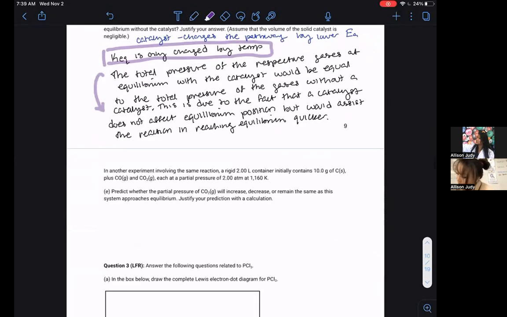Okay, so this is all the application of that concept. Okay, so in another experiment involving the same reaction, a rigid 2-liter container initially containing 10 grams of carbon solid and CO and CO2, each at a partial pressure of 2 atm at 1160 Kelvin. Predict whether the partial pressures of CO2 will increase, decrease, or remain the same as the system approaches equilibrium.